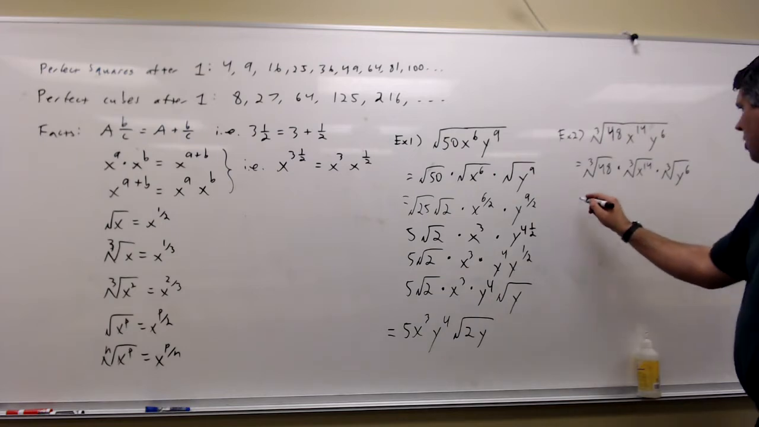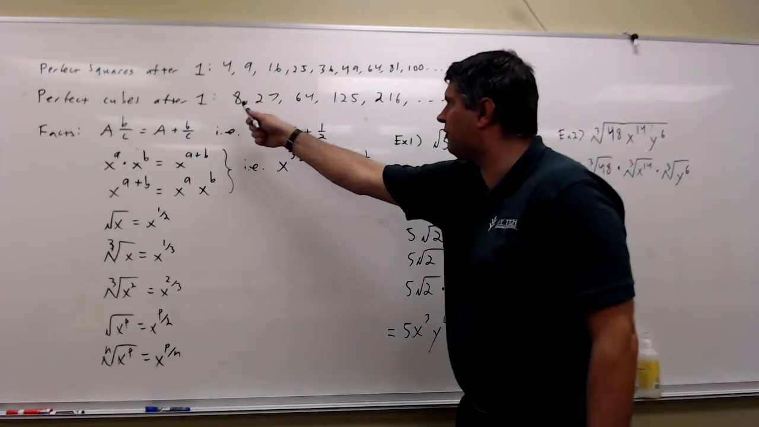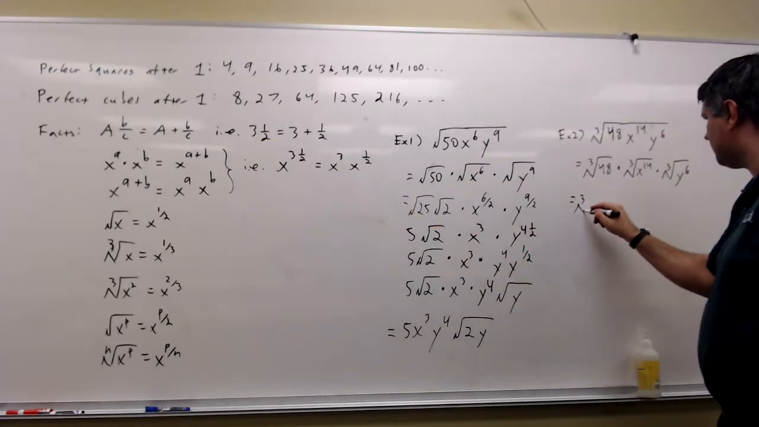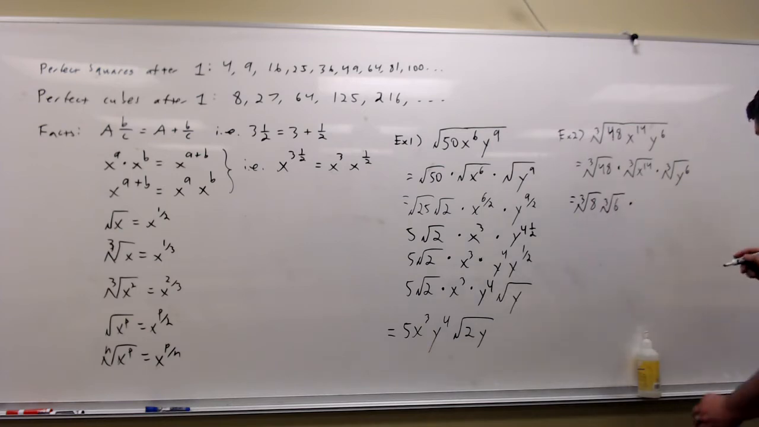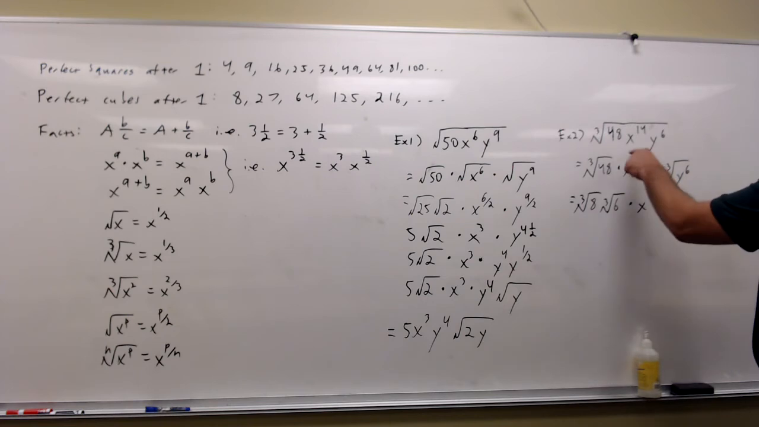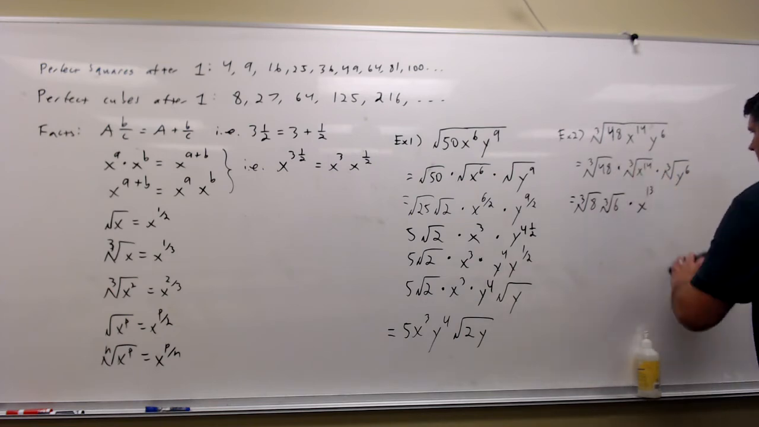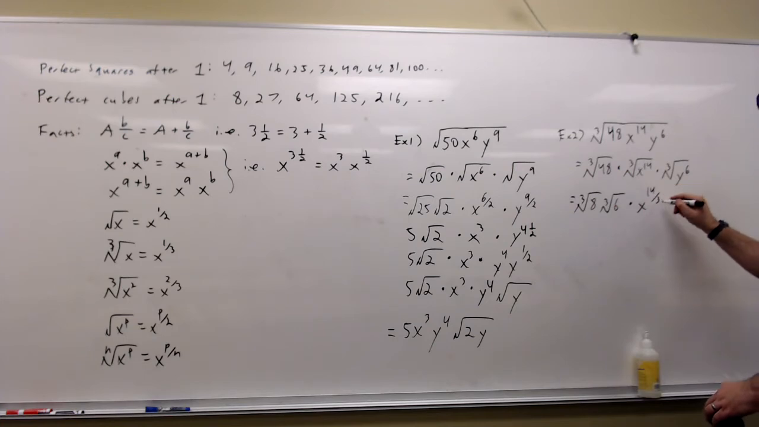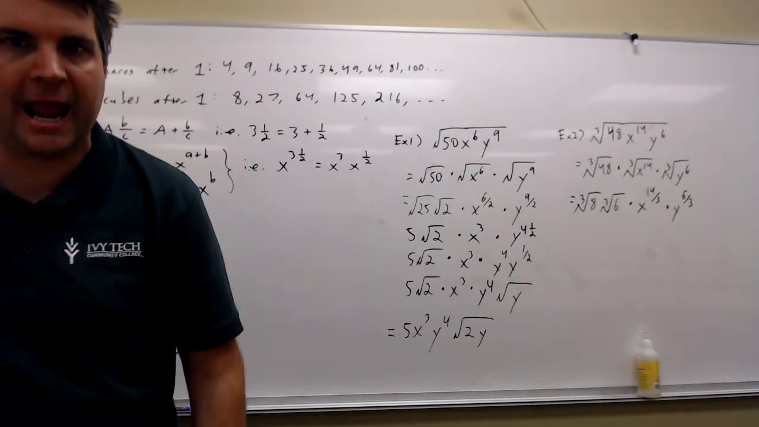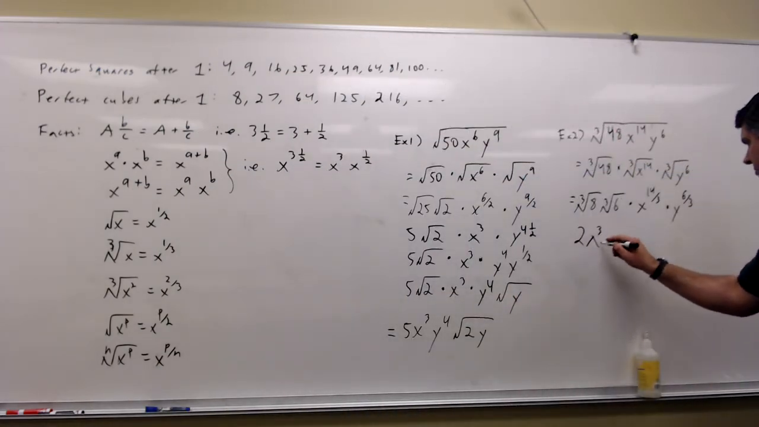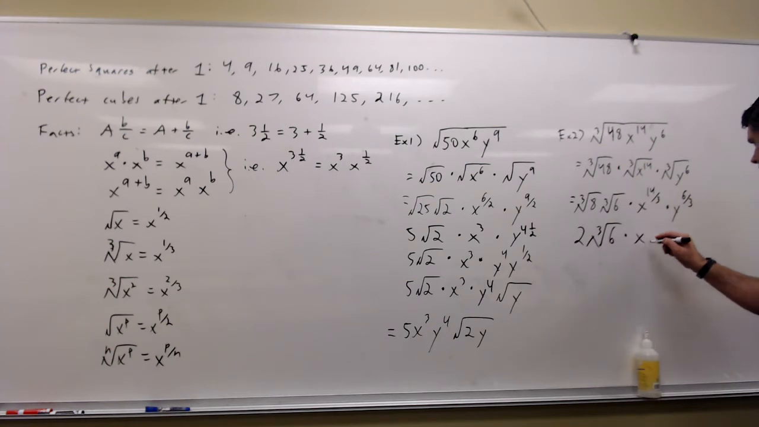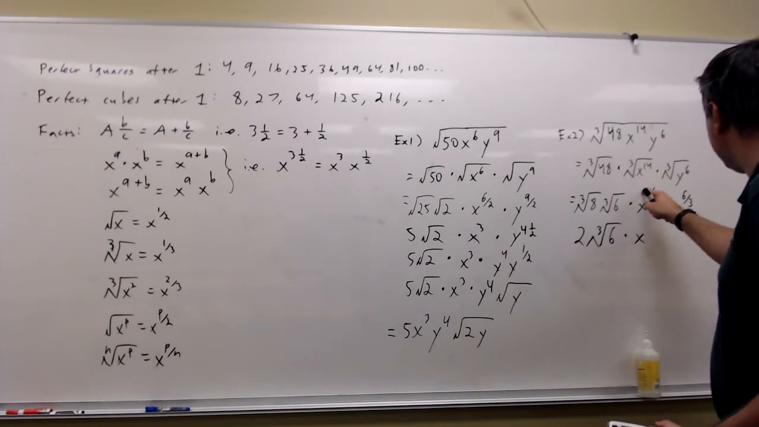Okay? The 48 is divisible by the perfect cube 8. So I got the cube root of 8, and 48 divided by 8 is 6, times x to the 14 over 3, 14 thirds, times y to the 6 over 3. Okay? And the cube root of 8 is 2, and this leaves me the cube root of 6, times x to the, I'll take 14 and divide it by 3.